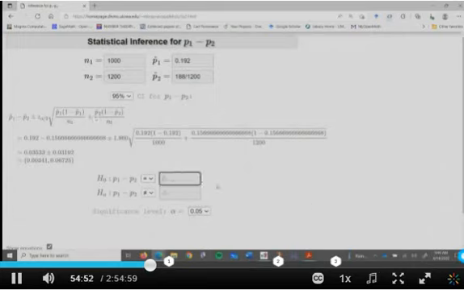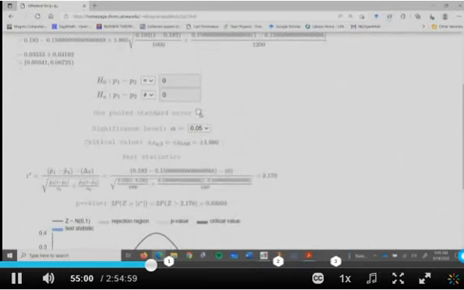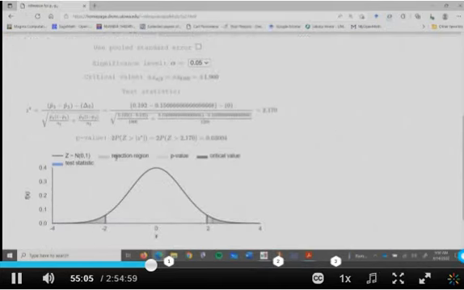What am I testing for? I'm testing for a difference of 0. I simply want to test, is it not equal to 0? Do not check this box in this instance. So what I'm looking for then is a test statistic of 2.17. What p-value do I get from that? 0.03. Okay.